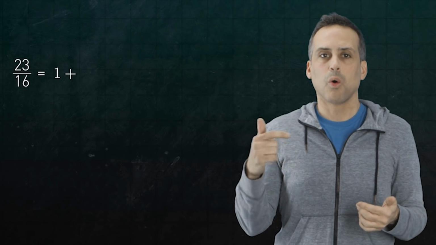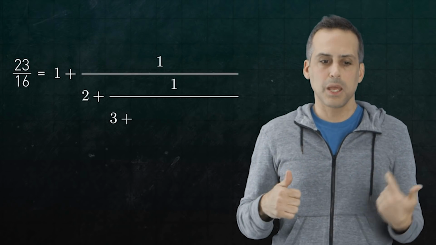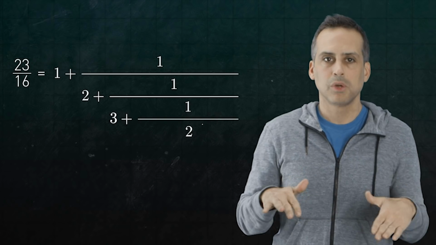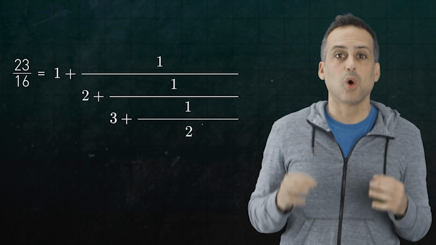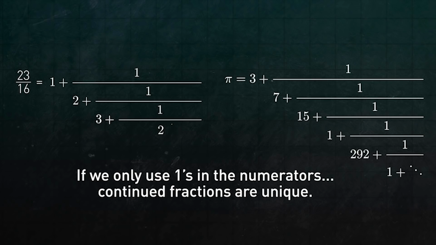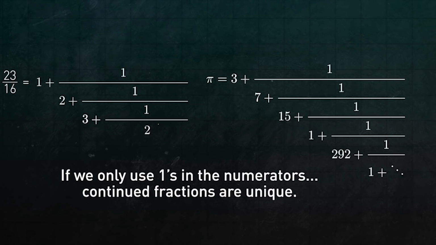Rational numbers, in contrast, have finite continued fractions. For instance, 1 plus 1 over 2 plus 1 over 3 plus 1 over 2. Now, as long as we agree to use only ones as numerators, continued fractions are unique. But some continued fractions look cooler than others.